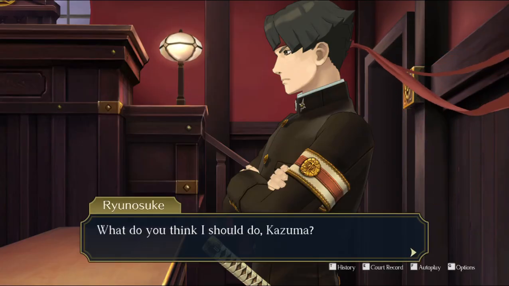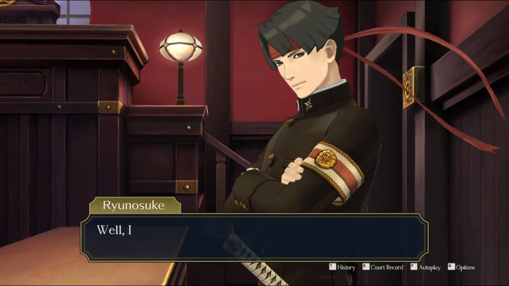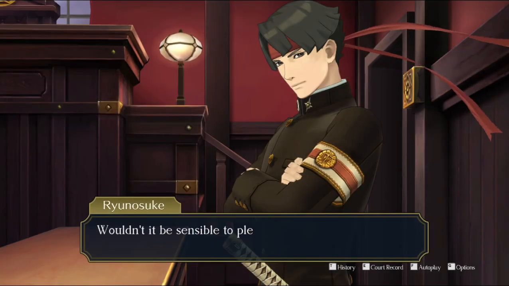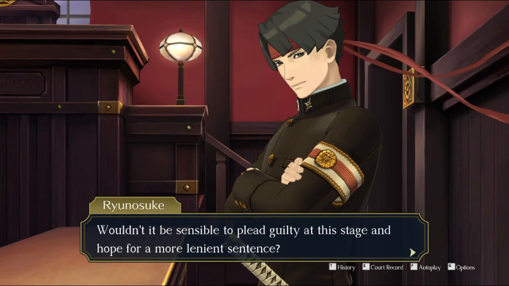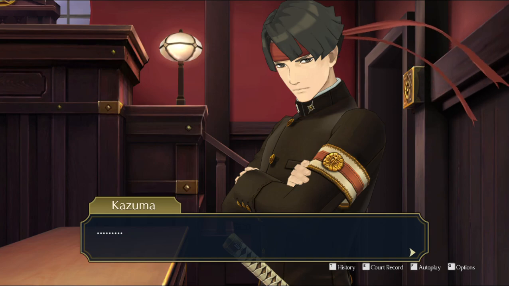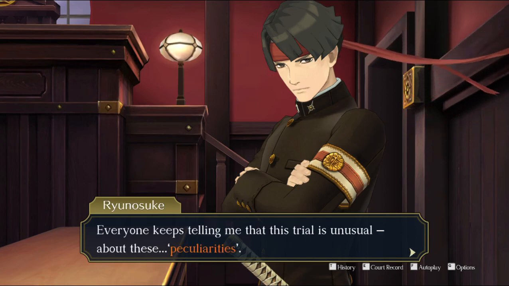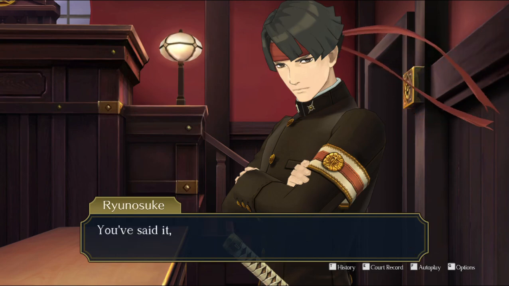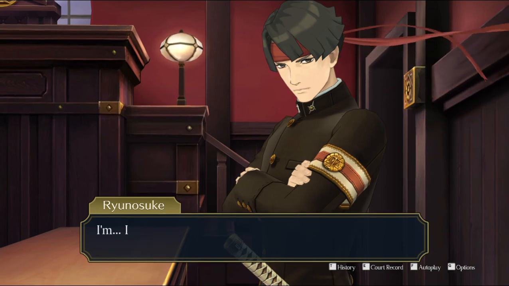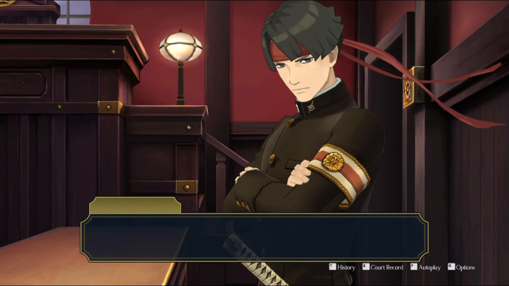What do you think I should do, Kazuma? What do you mean? Well, I'm going to be found guilty one way or another, it seems. Wouldn't it be sensible to plead guilty at this stage and hope for a more lenient sentence? Don't give me that look. Everyone keeps telling me that this trial is unusual, about these peculiarities. You've said it, Professor Mikotoba said it, and so has the judge and the prosecution. I'm scared of what lies ahead if I push this.